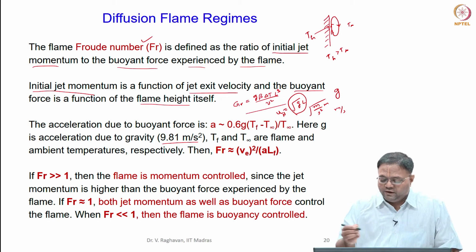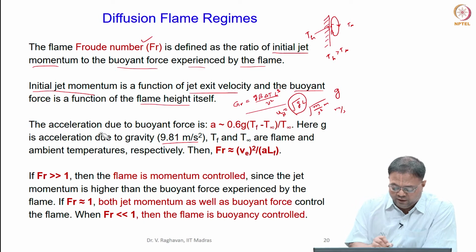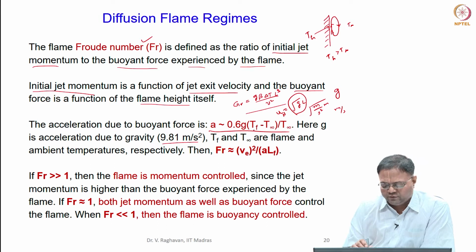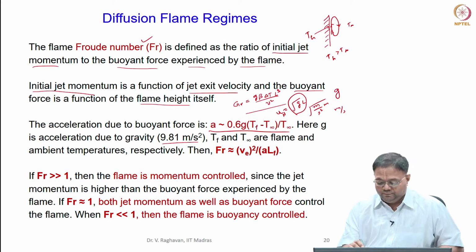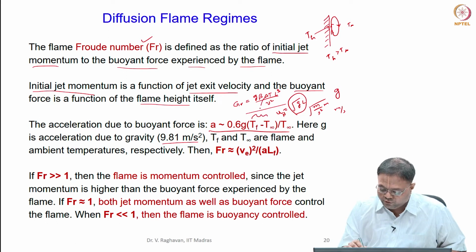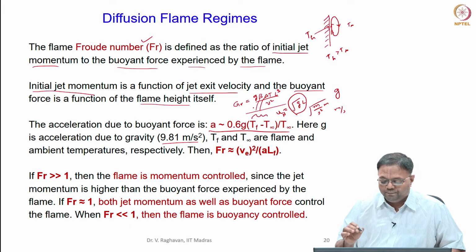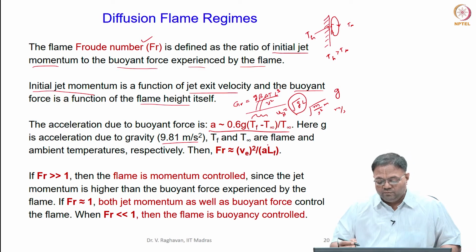This acceleration depends upon the acceleration due to gravity. Generally we can use the acceleration induced by the buoyant force as 0.6 g times, it is some scaling factor, it's approximate, please note that, times Tf, that is the flame temperature, minus the ambient temperature. This is the delta T which you are talking about, divided by T infinity. This 1 by T infinity is like beta. So this particular term will be the acceleration term for us.